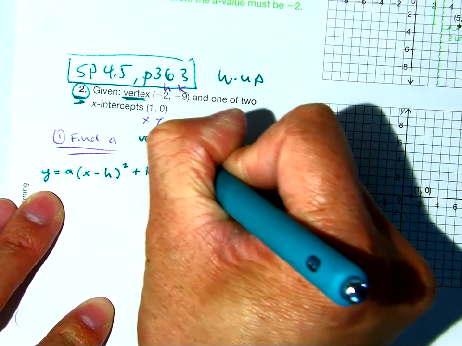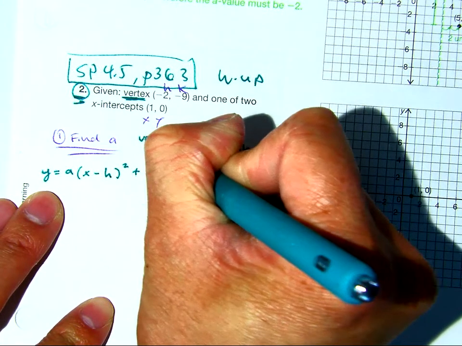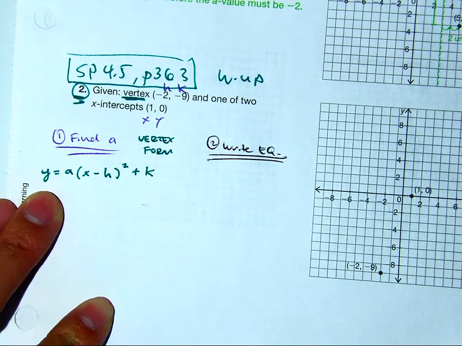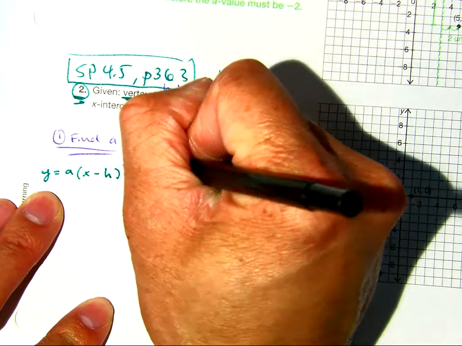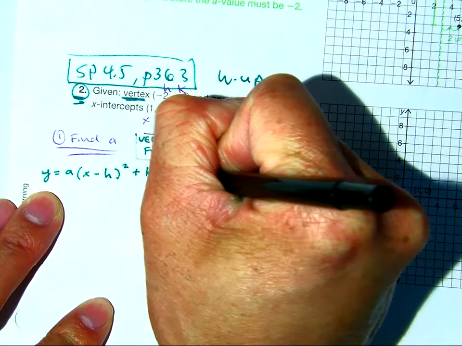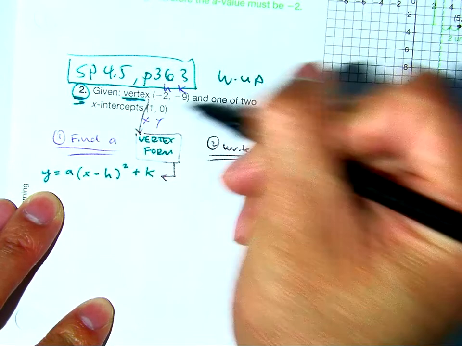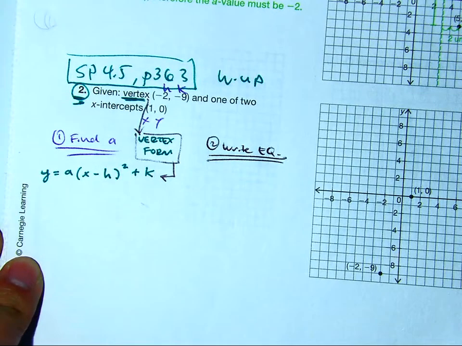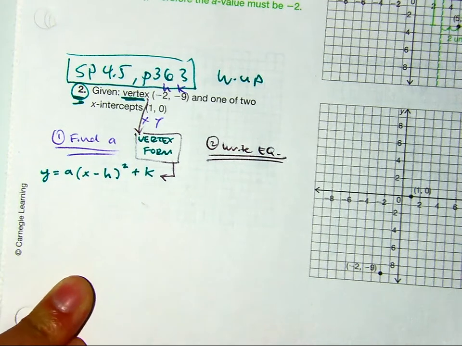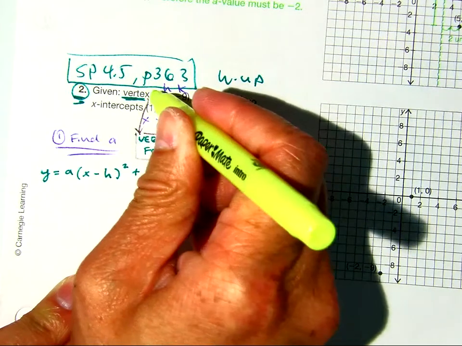Vertex form. And the reason why we're using vertex form is because it gave us the vertex. Does that make sense? That should be your number one clue. Okay. Our vertex is -2, -9. Those are my h and my k values.